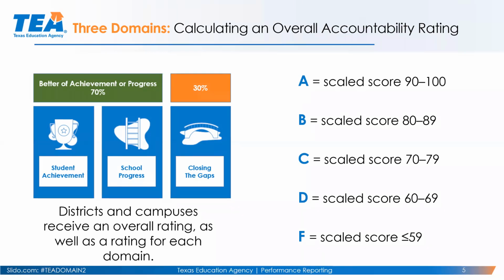So every domain, achievement, progress, and closing the gaps, is given a letter grade. In order to assign an overall rating label for the campus or district, the better of achievement or school progress is used and worth 70% of the overall letter grade, with the remaining 30% of the letter grade based on the closing the gaps domain.